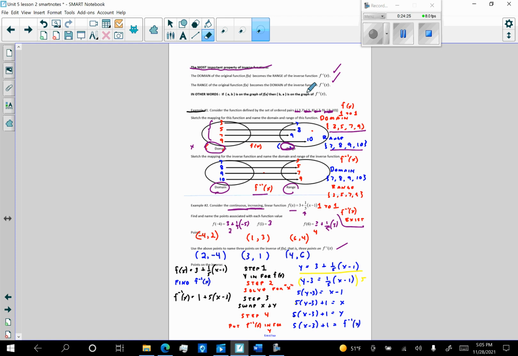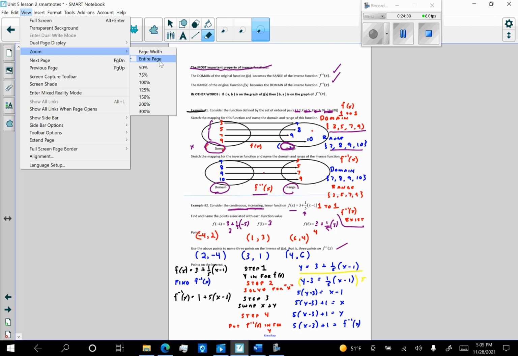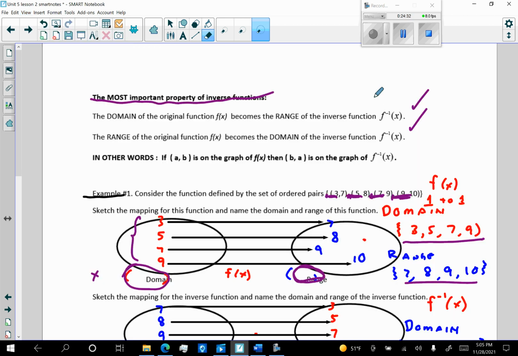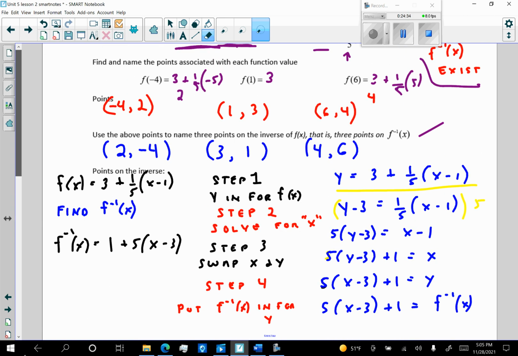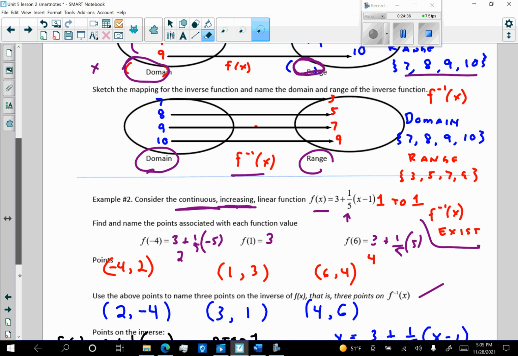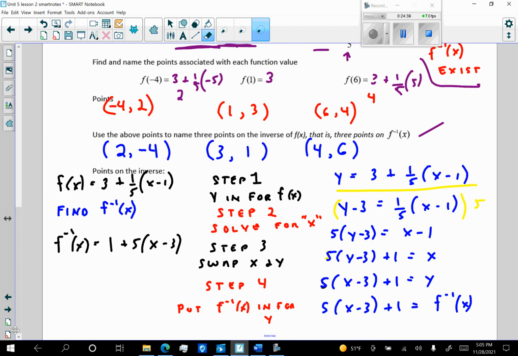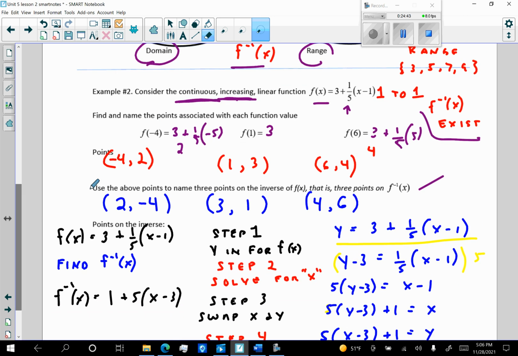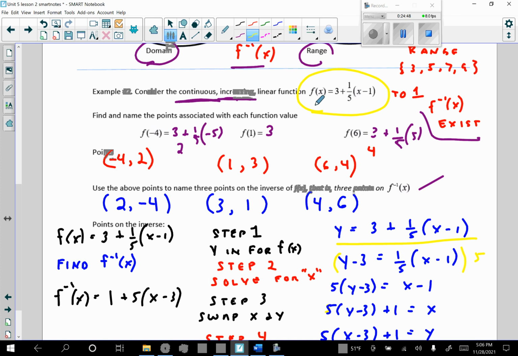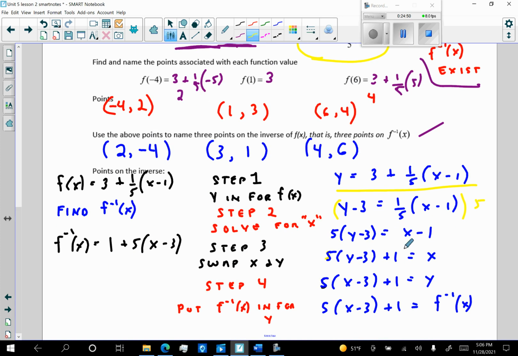I'm going to zoom out on this one here, and you can pause the video. This is another example of finding it. In a previous lesson, I actually found the inverse of this particular function that we used in example 2 here. I found the inverse by the same steps I did before. I wrote the steps down here, so you can pause the video and see how I got this inverse.